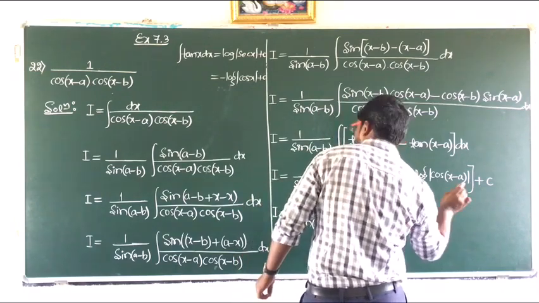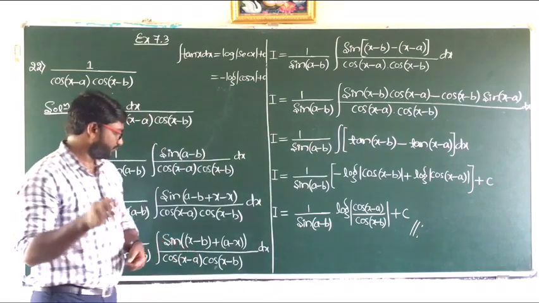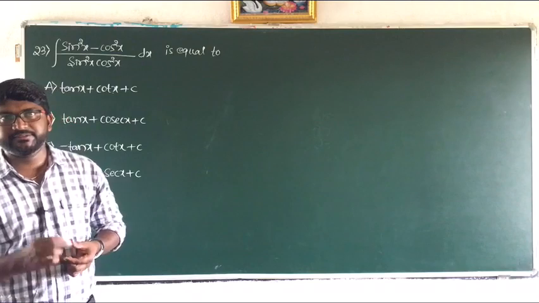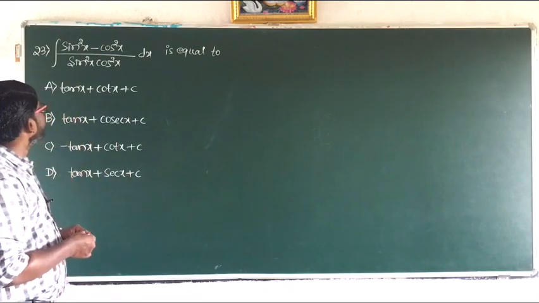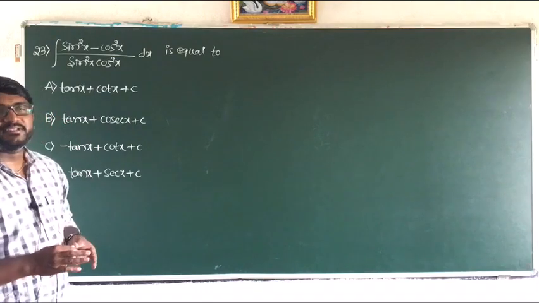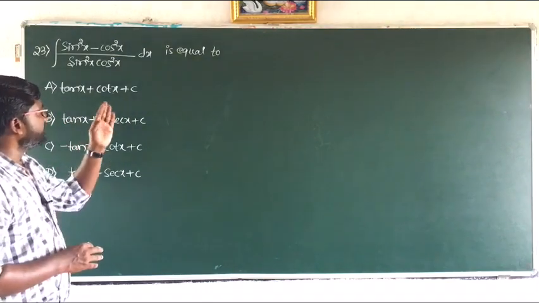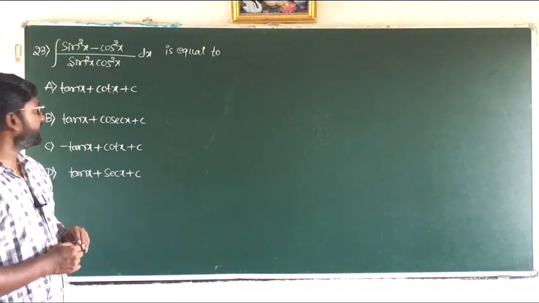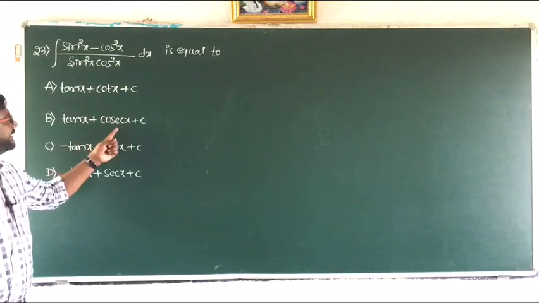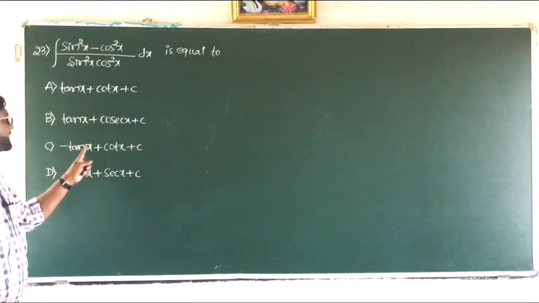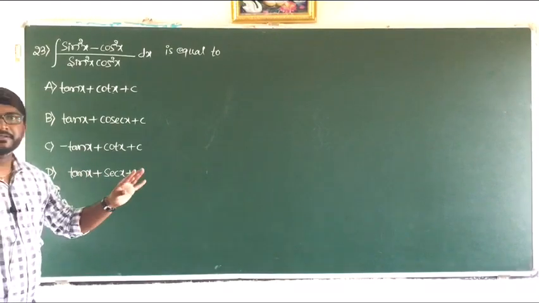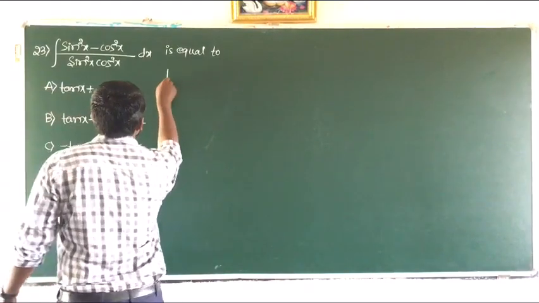So this is all about the 22nd problem. So pause the video to note it down. And we are left out with the two more multiple choice questions of this exercise. So here the 23rd, it is integral sin square x minus cos square x divided by sin square x into cos square x dx is equal to, the four options are tan x plus cot x plus c, and then tan x plus cosecant x plus c, and then minus tan x plus cot x plus c, and then tan x plus secant x plus c. So let us solve this.